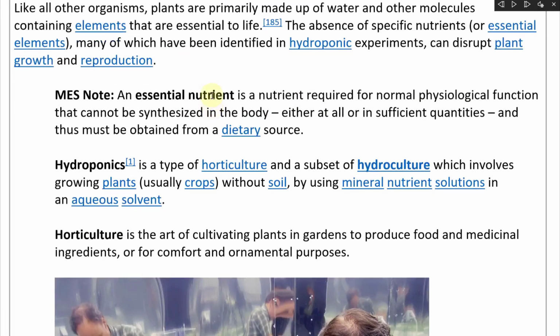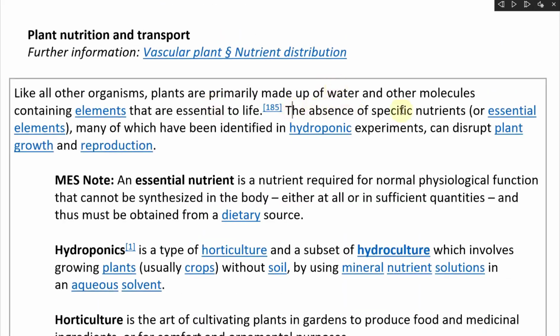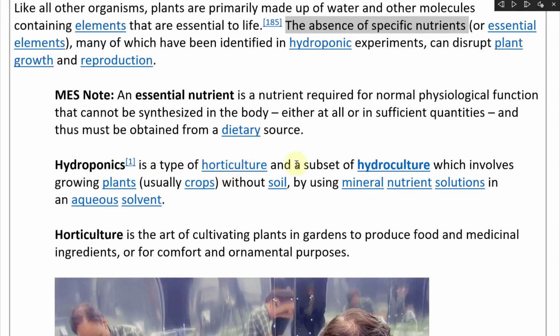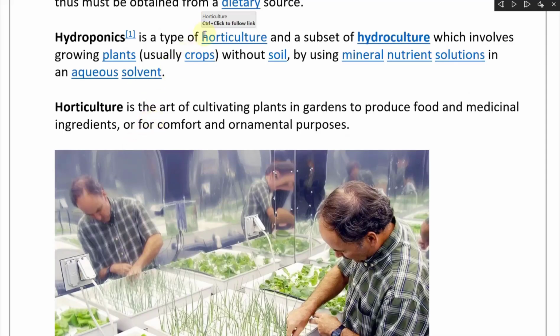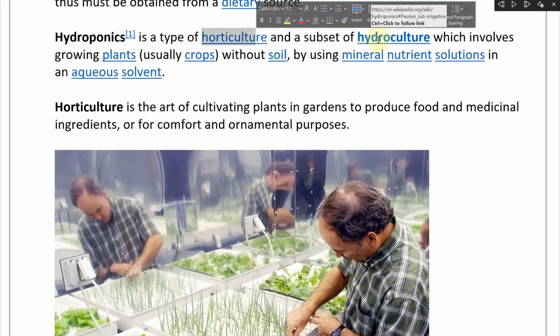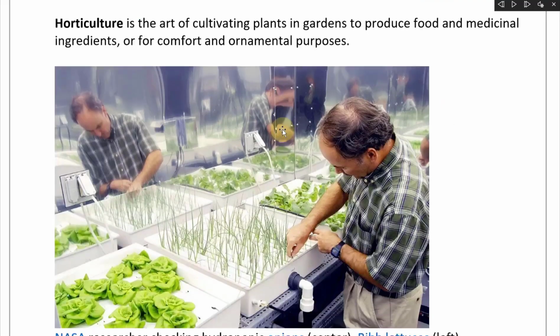Basically, more control than just the natural growth method. Yeah, especially because you're providing the specific nutrients, in this case in a mineral nutrient solution in an aqueous solvent. Horticulture right here, so it's a type of horticulture and a subset of hydroculture. We'll go over that in a bit, but horticulture is just the art of cultivating plants in gardens to produce food and medicinal ingredients or for comfort and ornamental purposes.